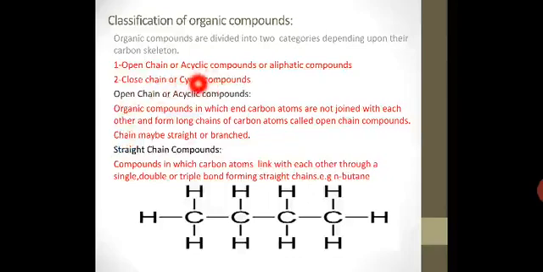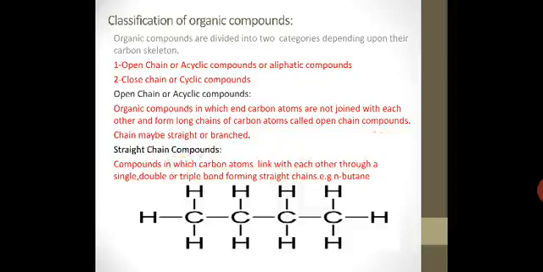These open chains are also called acyclic, meaning there is no cycle formation, no ring formation, or aliphatic, meaning they are arranged in a straight chain. You can see that these end carbon atoms are also called terminal carbon atoms. These two end carbon atoms are not directly attached with each other, they are free, and when they are not linked, they form long chains. You can remove hydrogen from here, attach one more carbon, and the chain will increase, and we will get long chains of carbon atoms, and the compounds we get will be called open chain compounds.